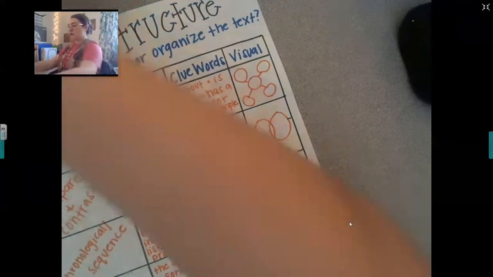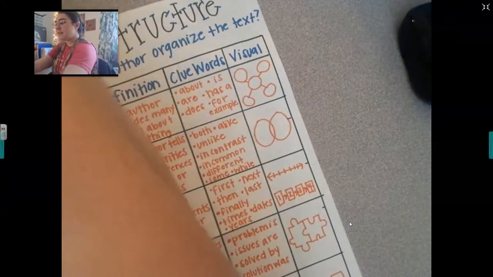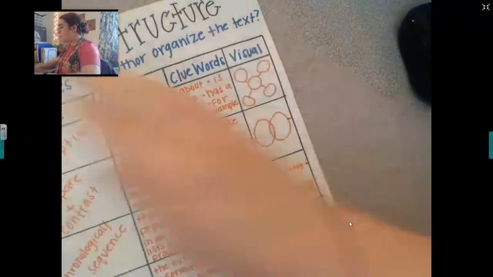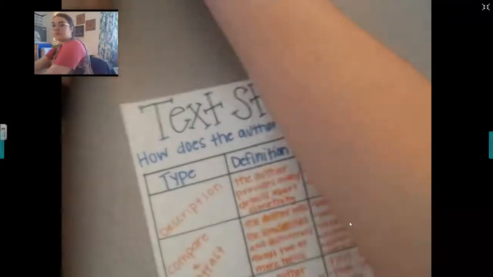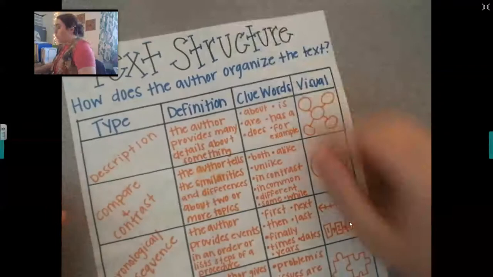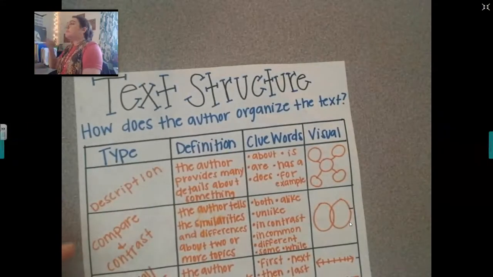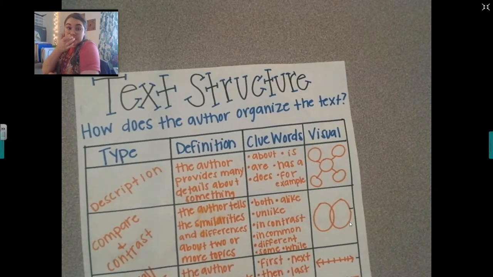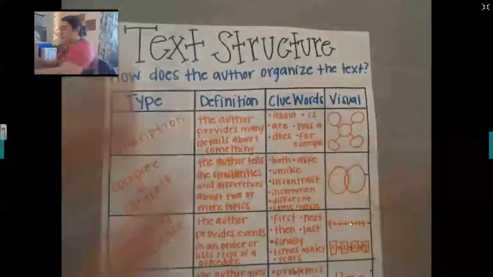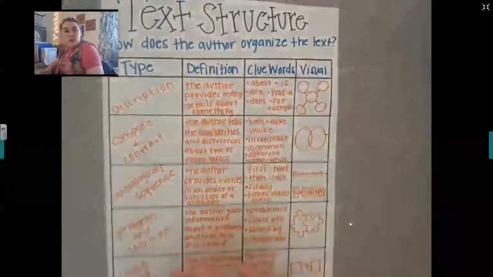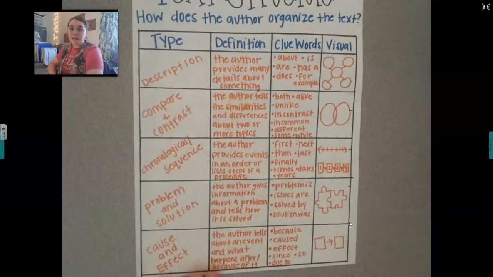All right, so we are going to review today text structure. Now, what is text structure? Text structure is how an author organizes a passage, a task card, really how they organize anything as long as it is informational or nonfiction. So it is how they organize their information, how they tell it to you.